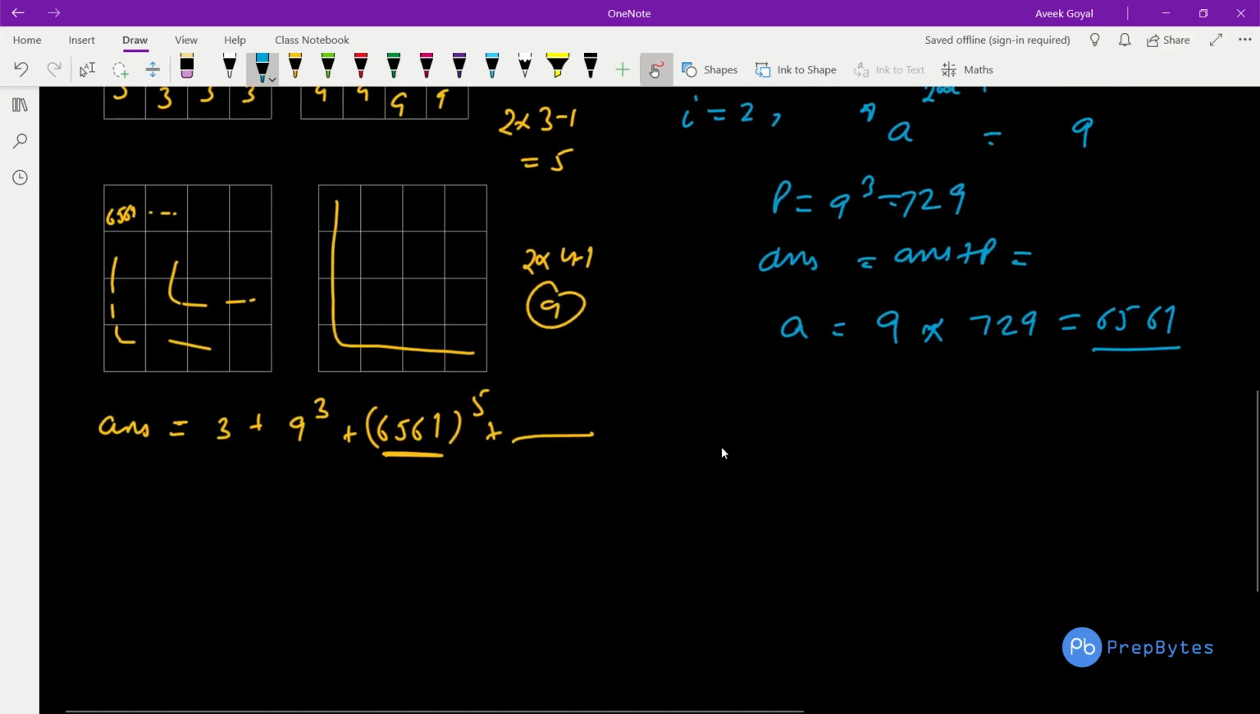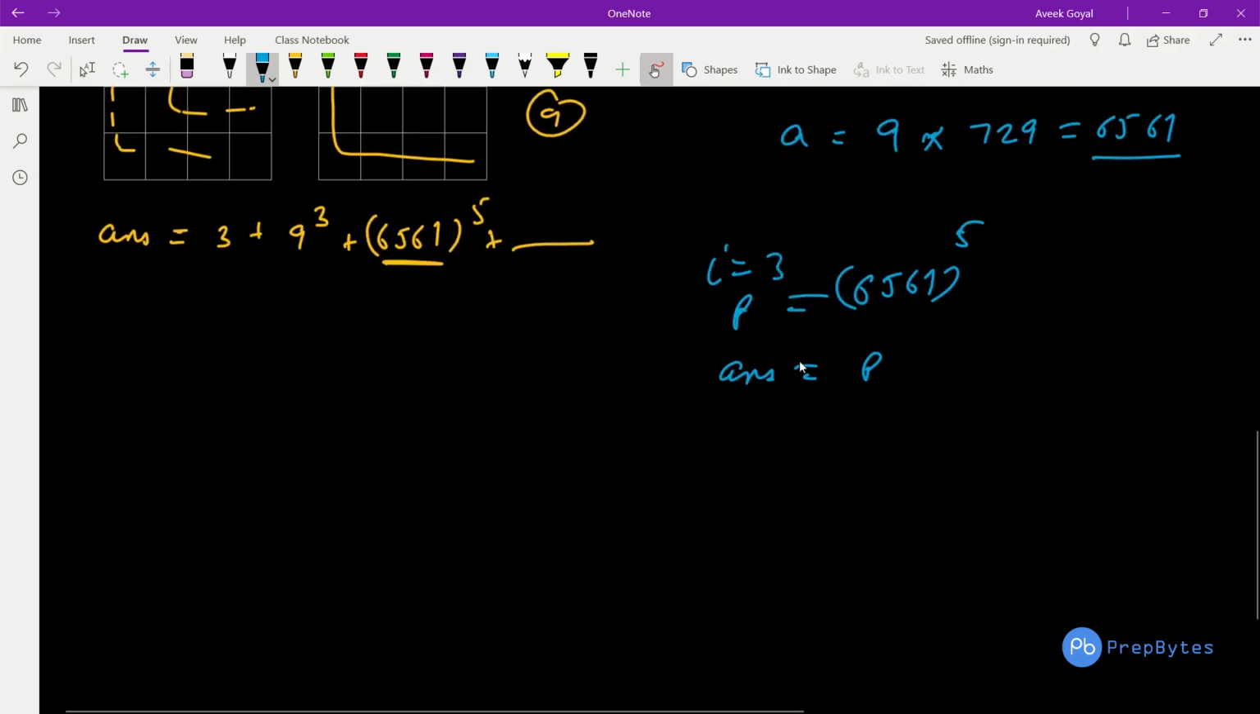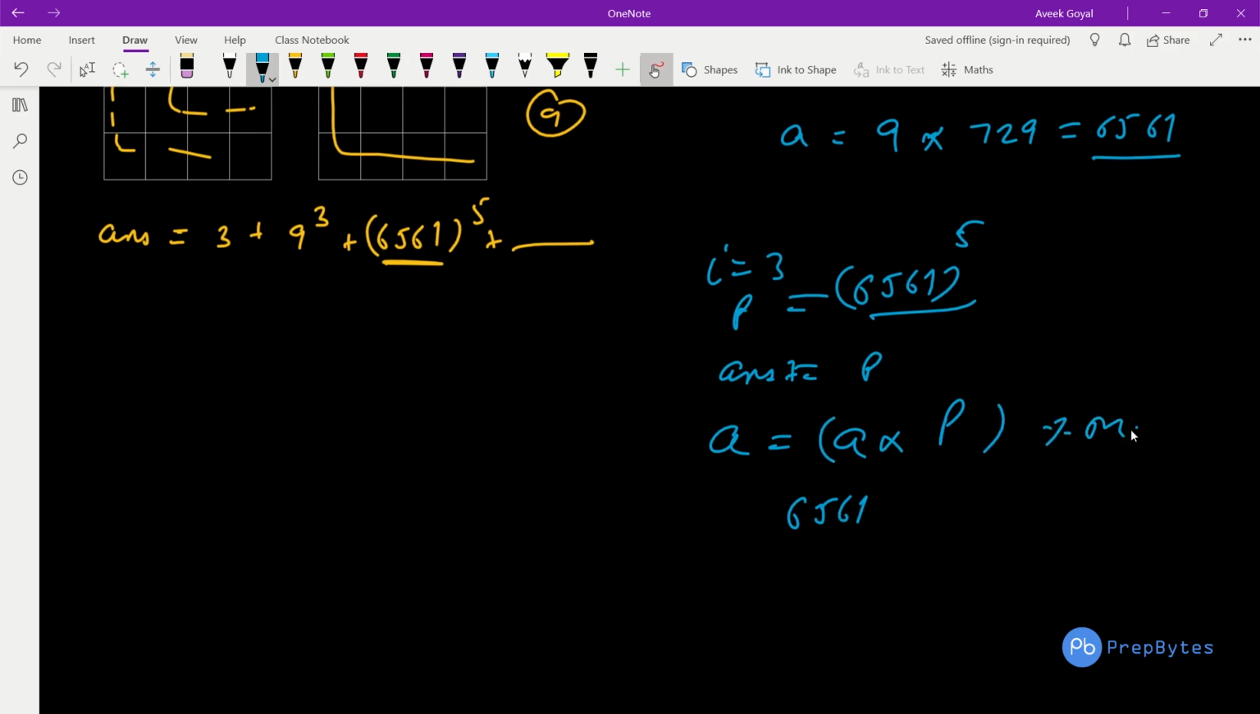So this is my new a, and the loop will again run. i value is 3. Now 6561 to the power of 2 into 3 minus 1, which is 5. This will be my new p value. This will be added into our result, answer plus equals p, with modulus of course, and the new a value will be the current a value, 6561, multiplied by the current p value. This will become my new a value, and it will continuously go on. Obviously this will be in mod.